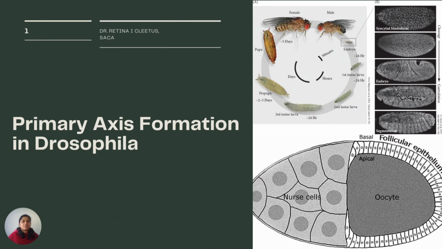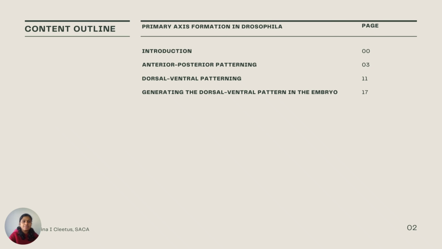Hi, we shall now discuss the primary axis formation in Drosophila, and it includes anterior-posterior patterning, dorsal-ventral patterning, and generation of this dorsal-ventral pattern in the embryo.